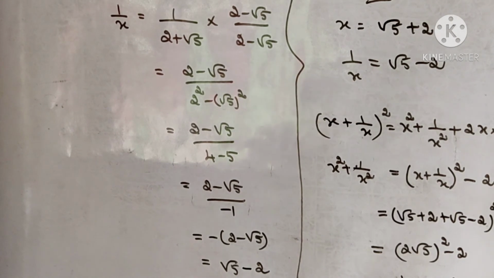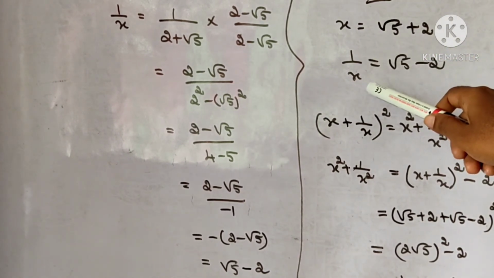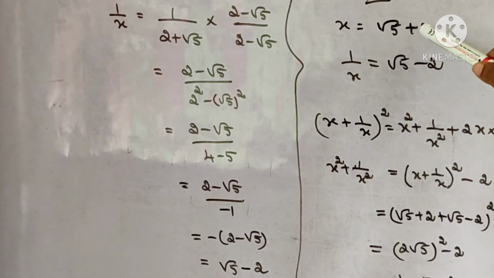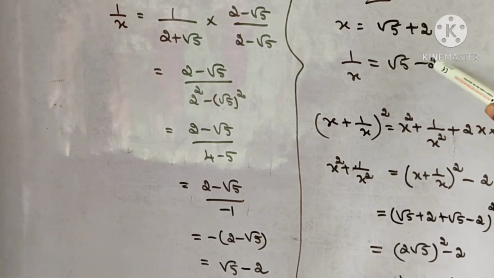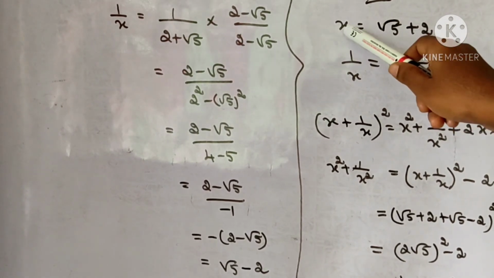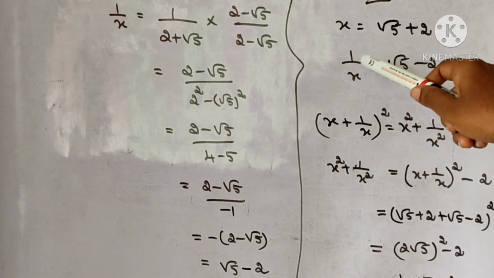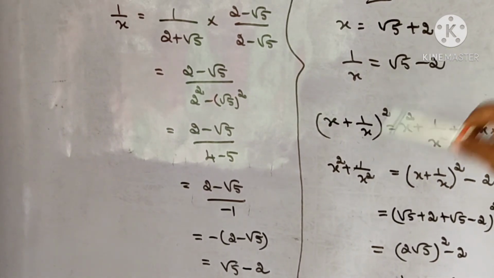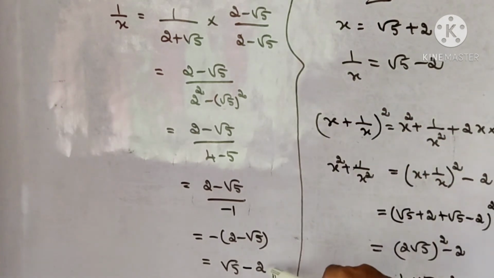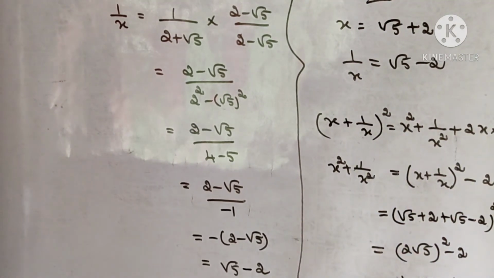Otherwise, we can write x equals √5 + 2. Then what is the value of 1/x? Write the negative term in the middle: √5 + 2 becomes √5 − 2. Okay, x is √5 + 2, then 1/x is, we get √5 − 2. Or complete this procedure after you write the 1/x value.